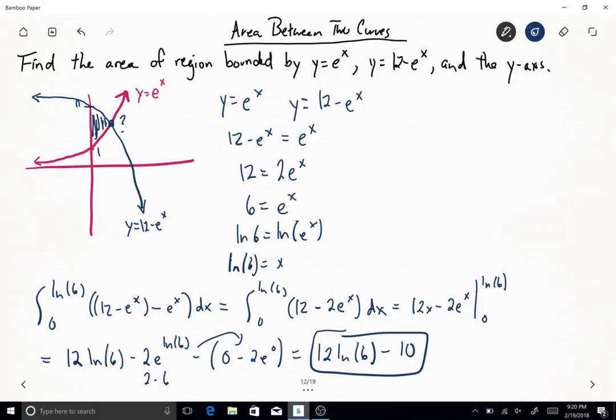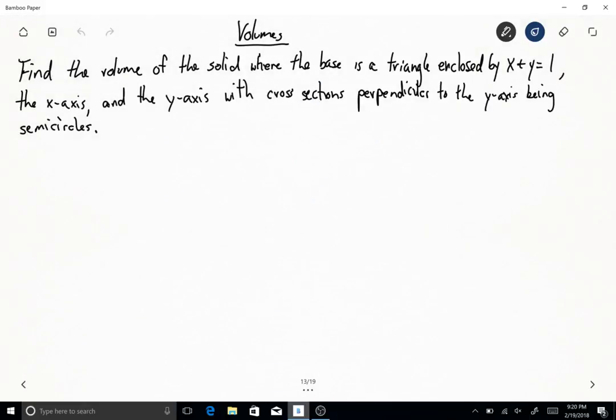Okay, so hopefully that part makes sense. Setting up is really the key component to a lot of these, I'll be honest with you. Once you get that, life becomes easy. So now our next one: find the volume of the solid where the base is a triangle enclosed by, this thing looks all sorts of crazy.